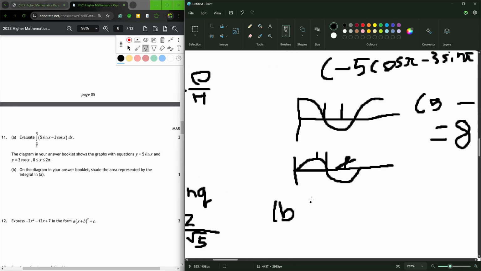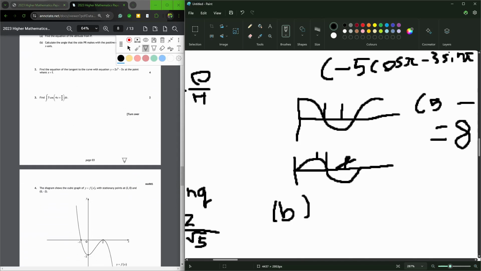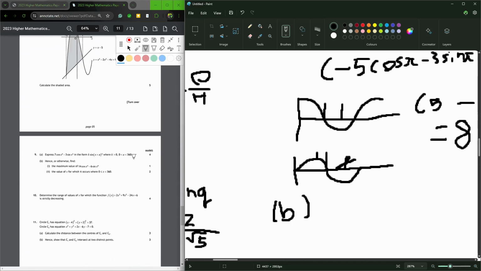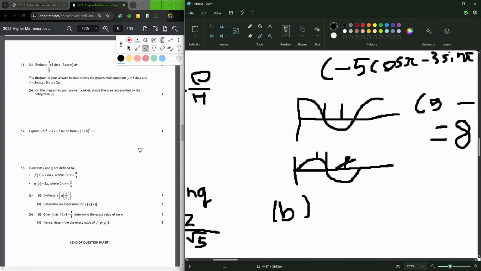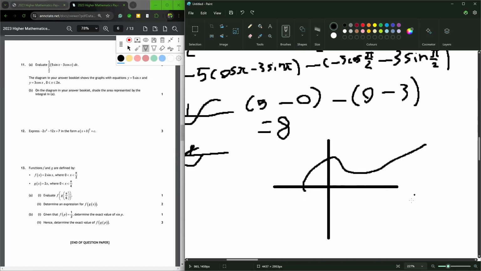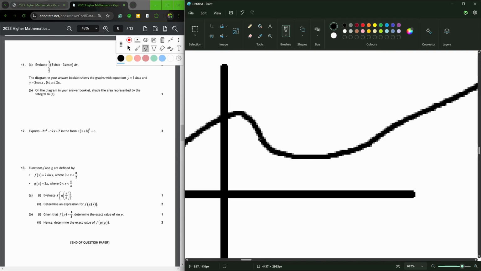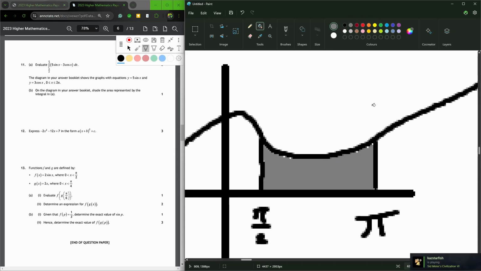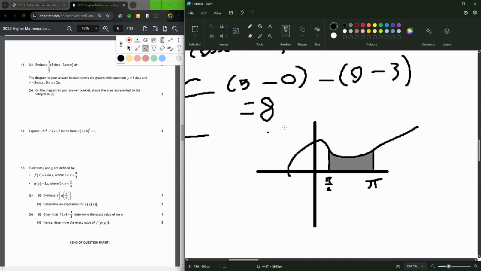On the diagram in your answer booklet, shade the area represented by the integral in A. I don't think I have an answer booklet on this sheet, unfortunately, which is a bit of a pain. But essentially, I'll go and make a quick and dirty one. You have your graph, and then your function, which would do whatever. Say it was like that. You would find the bits where it was pi over 2, and then pi, which would be somewhere over here, and you'd be like, okay, well, it would be in the middle here, so I'll shade that area. They don't make this available for me online, unless, well, I mean, I'm being very lazy, but it'll be something along those lines.